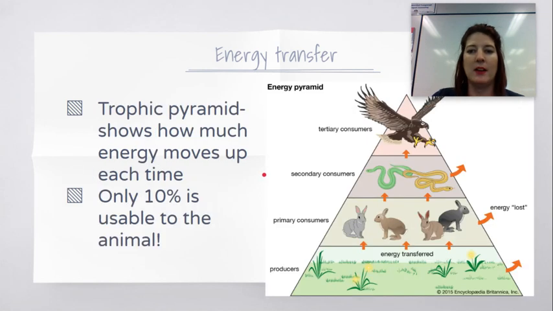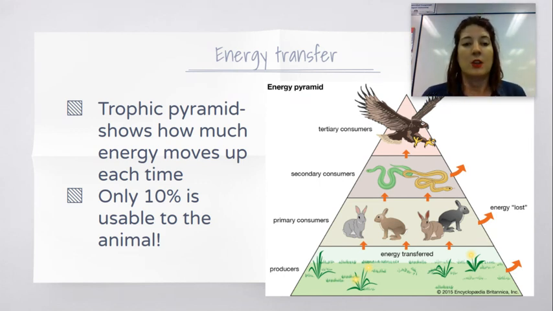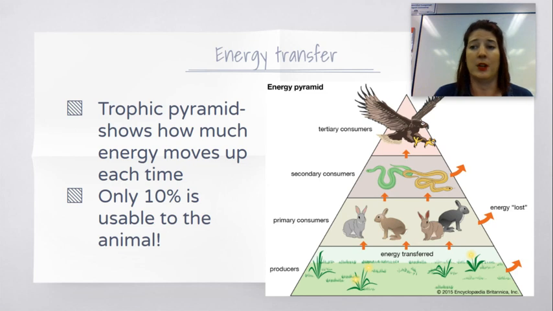Now, to better understand those relationships, we can take a look at a trophic pyramid. And the reason why a pyramid is such a great example is because the pyramid gets smaller as we go to the top, and so does the amount of energy that's available in an ecosystem. So only 10% of energy is usable by that next organism. 90% of the energy is lost. It's not really lost per se. It's just not usable. It's either not digestible or it is lost as heat.